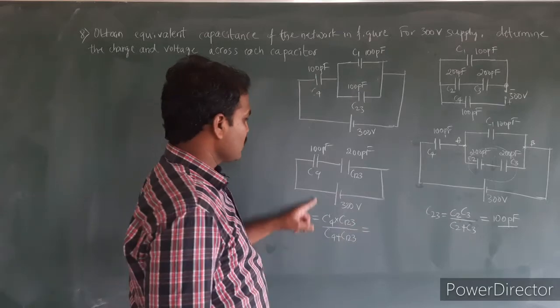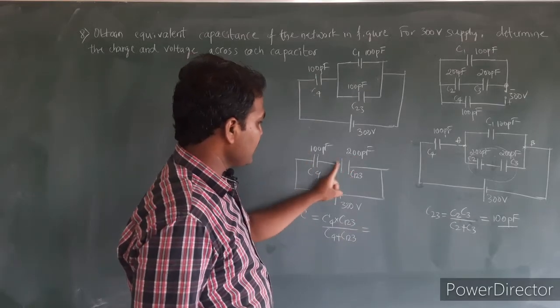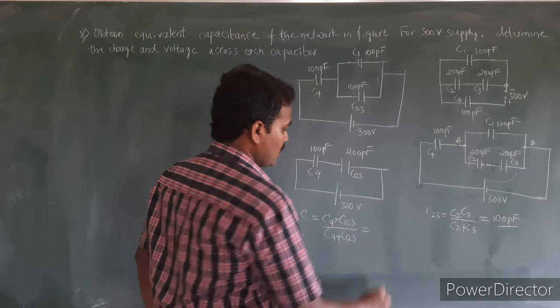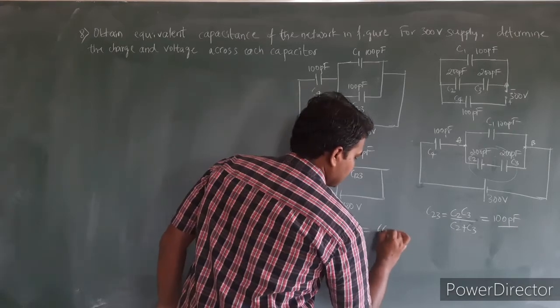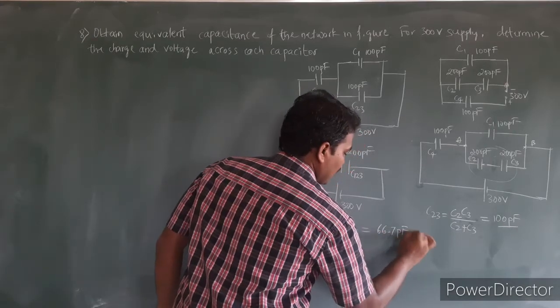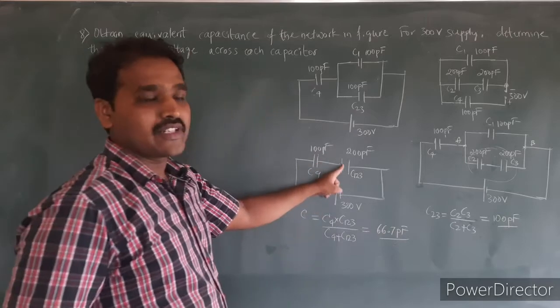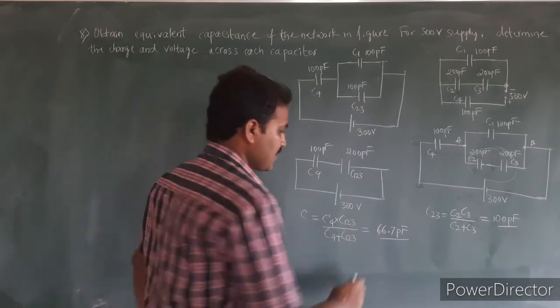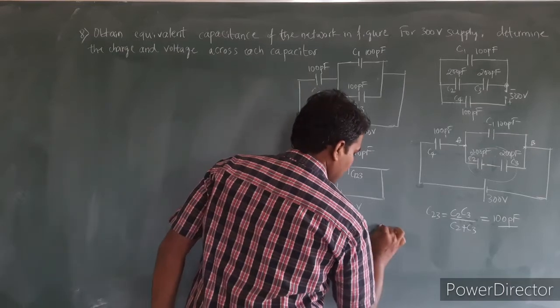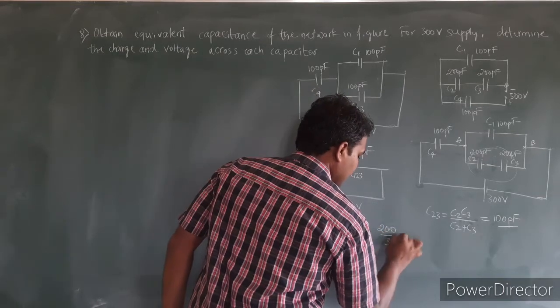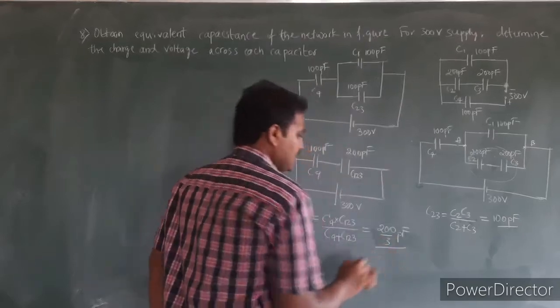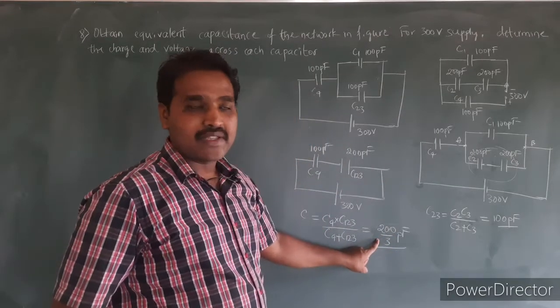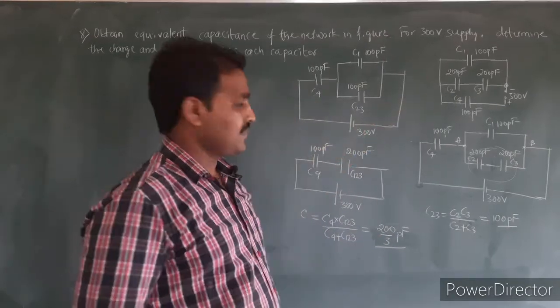That is equal to 100 into 200 divided by 100 plus 200, that is somewhere around 66.7 picofarad. I get 20,000 divided by 300, that will give me the value of 66.7 picofarad, or I can write it as 200 divided by 3 picofarad. This is the net effective capacitance of the network given.